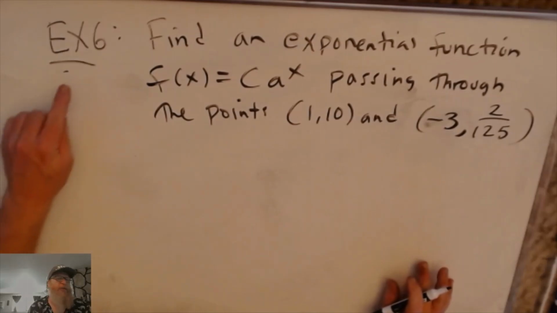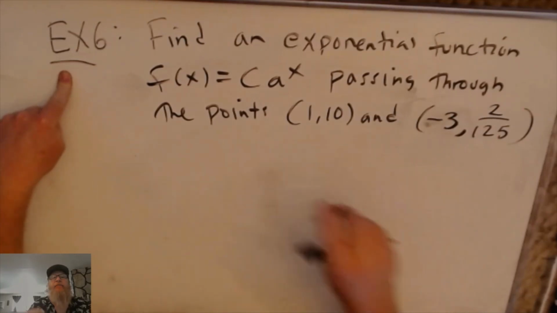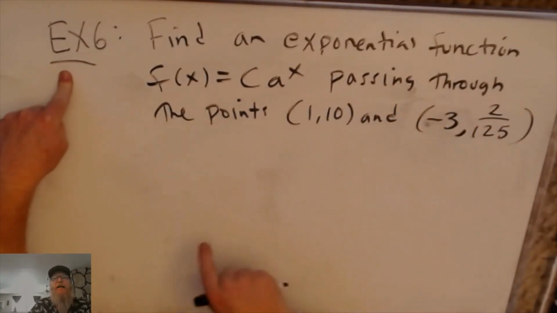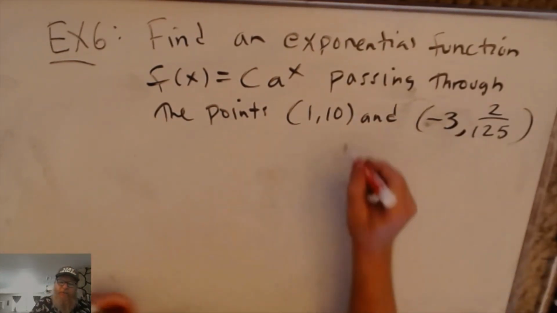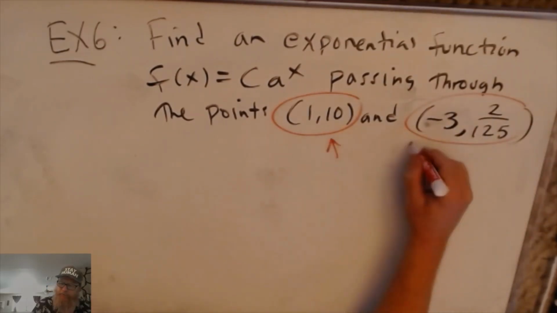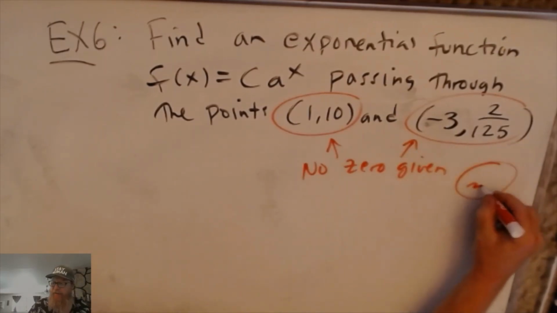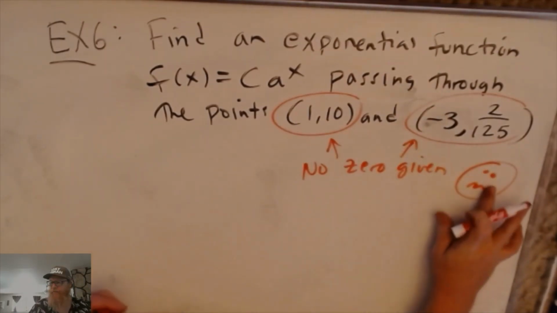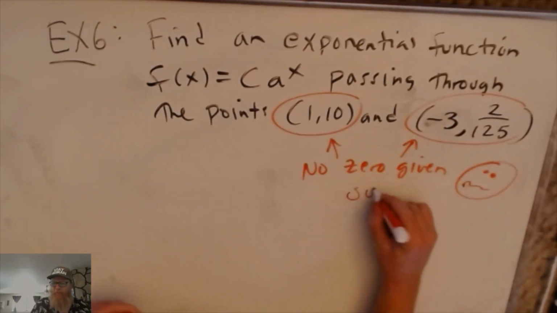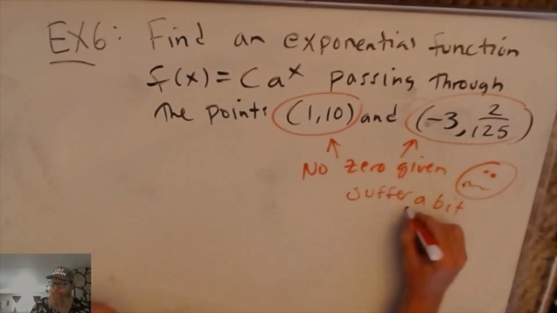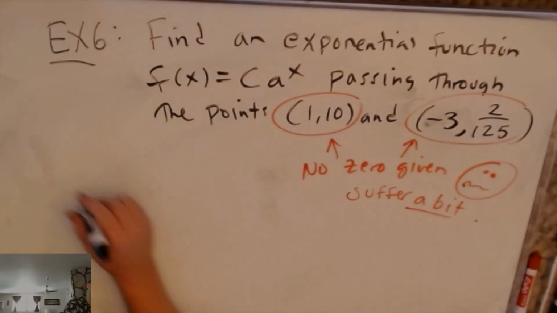Okay, this is going to be our last one today. Example 6. It's the worst one. I saved the worst for last. Find an exponential function, C A to the x, passing through these 2 points. If neither one of these points has a 0, that means it's going to be a little bit of a chore to solve. Not going to be the easiest problem in the world to solve. So you're going to suffer a bit. Just a little bit. Just enough to get you smart. Okay? Or at least halfway to smart.